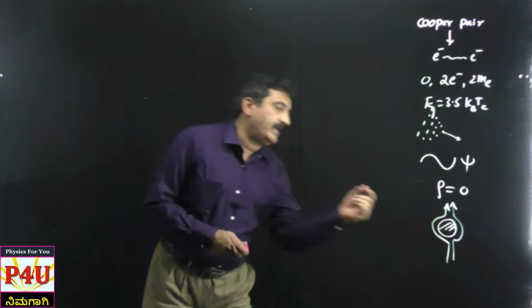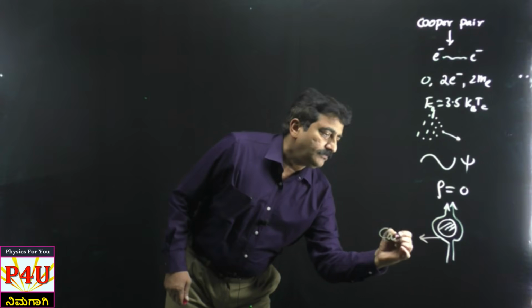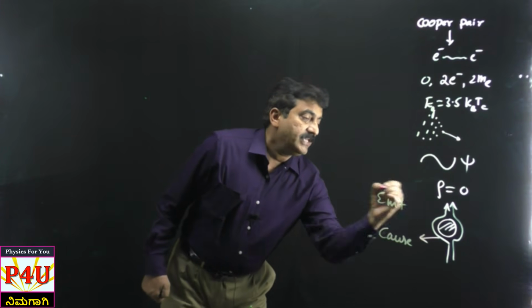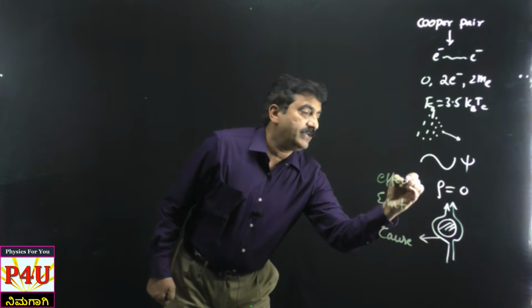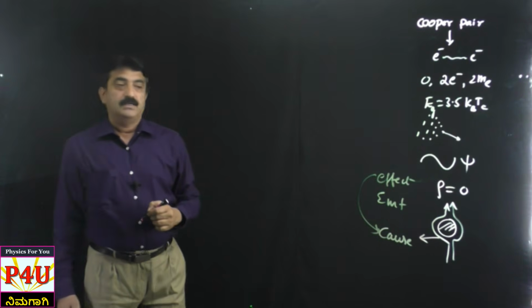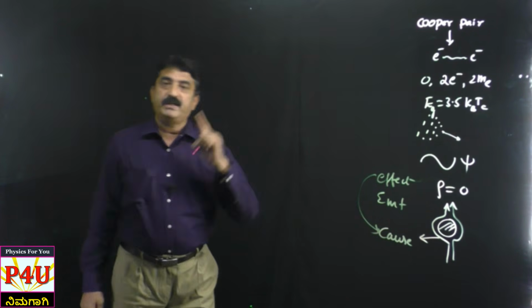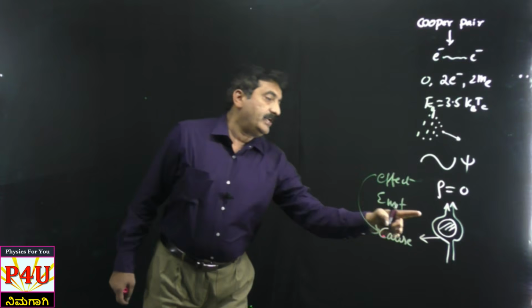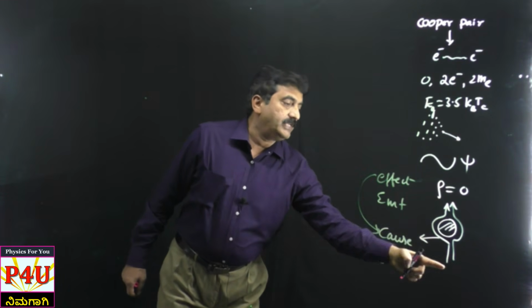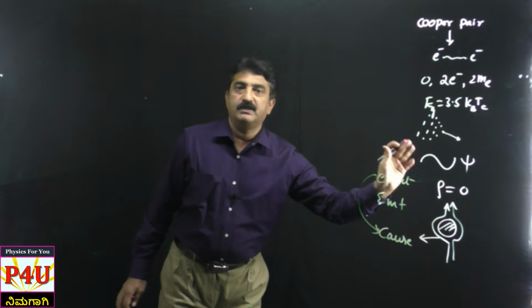So applying the magnetic field is the cause. EMF induced is the effect. And according to Lenz's law, effect is against the cause. So effect will always oppose the cause. So that means now the induced EMF inside the superconductor will oppose the magnetic lines. Therefore, magnetic lines are expelled from the specimen.